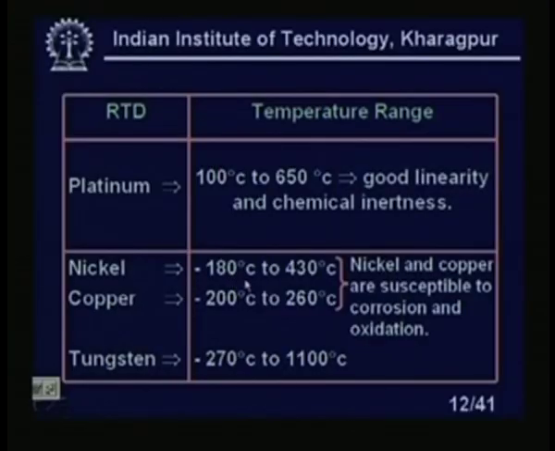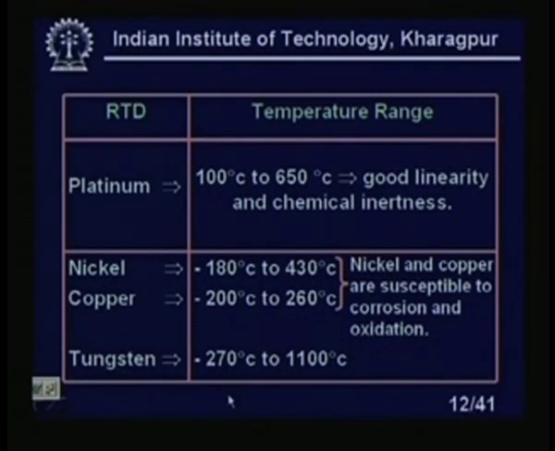Nickel I can use from minus 180 degree centigrade to 430 degree centigrade, and copper from minus 200 degree centigrade to 260 degree centigrade, and nickel and copper are susceptible to corrosion and oxidation. This is the problem with nickel and copper, but we can use them in some situations. You know, platinum is quite expensive also. If I have a large number of measurements, I have to manage with nickel and copper, and in that type of situation I have to use a sheath material, or I have to put the entire RTD in a well, so that it could be protected from the environment, right. Or instead I can use tungsten also, which is rather newer, I should say, for minus 270 degree centigrade to 1100 degree centigrade.